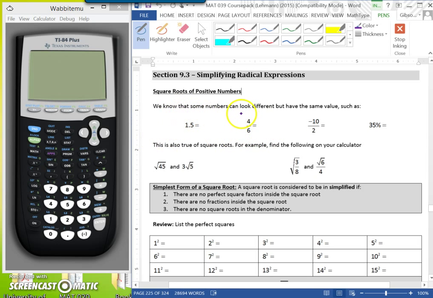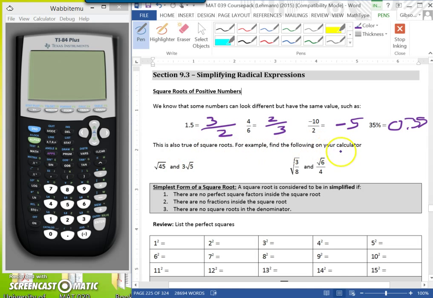It says we know that some numbers can look different but have the same value, such as 1.5. We know it's the same as 3 over 2. 4 over 6 is the same as 2/3. Negative 10 over 2 is the same as negative 5. And 35% is 0.35. We know all of these mean the same thing. This is also true of square roots.